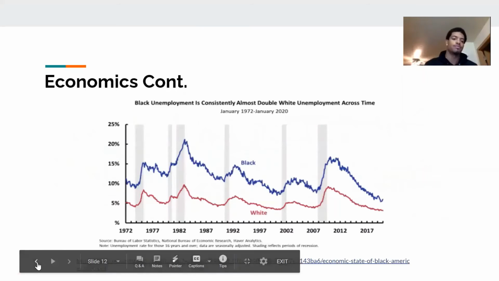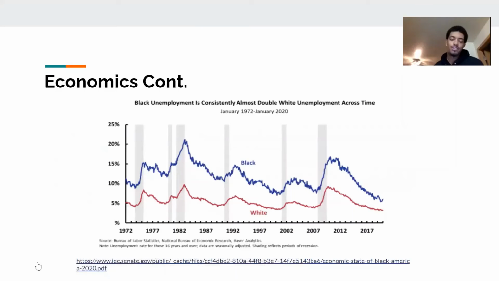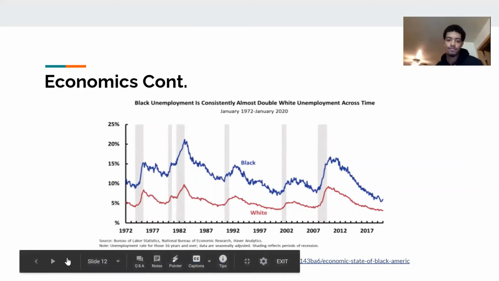And this chart just goes from January of 1972 to January of 2020. And it basically just shows how Black unemployment has consistently almost doubled white unemployment across time. So for the past 50 something years.